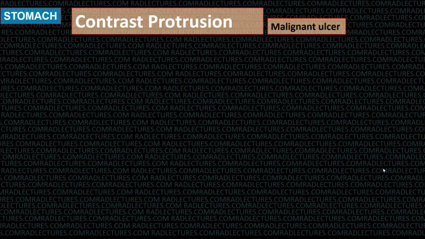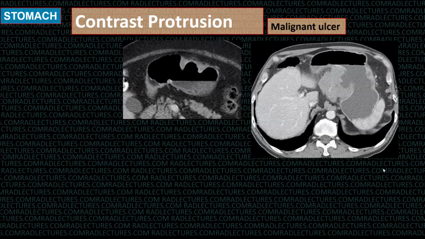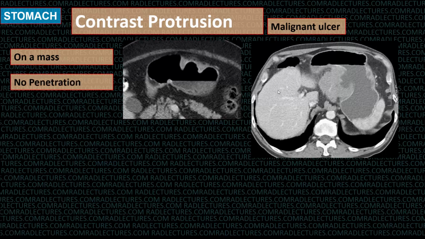As opposed to that, let's go to the malignant ulcer. So a malignant ulcer occurs on top of a mass. Therefore, it does not penetrate. If you join the outline here or here, this ulcer is not going out through that. It is sitting on top of a mass. So lack of penetration is a sign of malignancy. The margins of the ulcer are irregular.